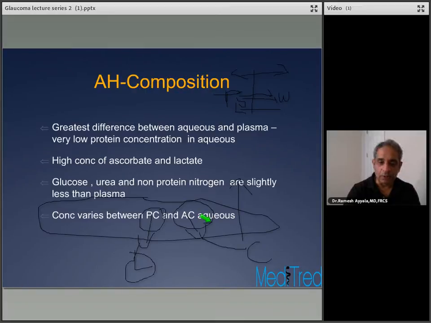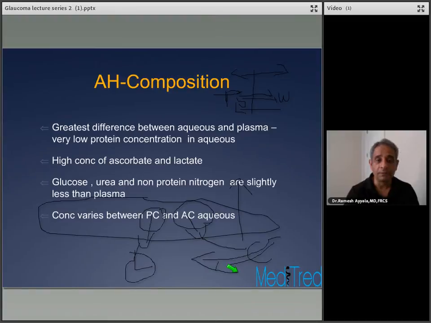It's becoming more and more clear that the majority of the PO2, the oxygen content of the aqueous, is coming from the cornea, from the atmosphere cutting across the cornea into the AC. And so if this is true, it's easy for you to understand that the PO2 concentration is low in the posterior chamber compared to the anterior chamber, because the posterior chamber is far away from the cornea compared to the anterior chamber aqueous, right?